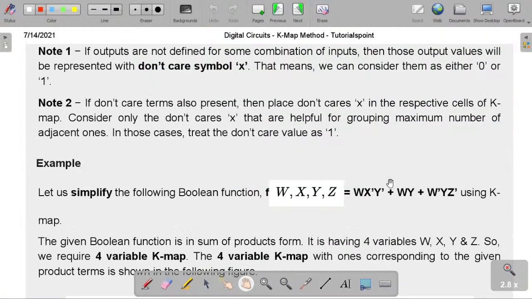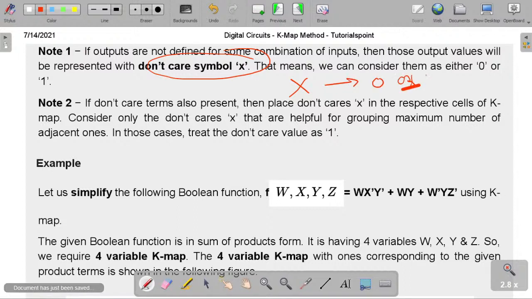Here we'll discuss one example. If the outputs are not defined for some combination of the inputs, then the output values will be don't care. In the don't care, it means you can consider either 0 or 1.